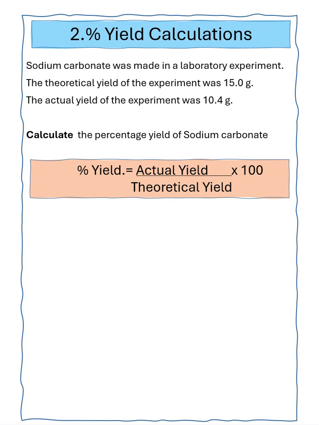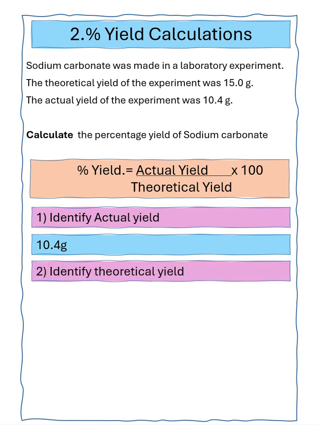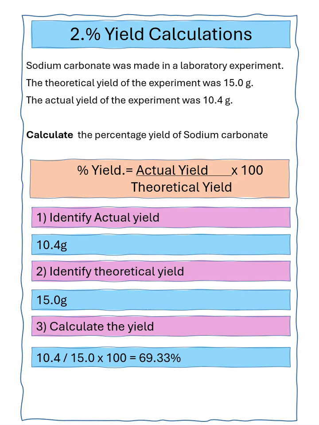So we're going to use the equation percentage yield equals actual yield divided by theoretical yield and times by 100 to turn it into a percentage. First thing we're going to do is identify the actual yield. So in this experiment, the actual yield of the experiment was 10.4 grams. We then need to identify the theoretical yield from the information. So in this experiment, 15 grams was the theoretical yield. We put the numbers into the equation to calculate the yield. So 10.4 divided by 15, times it by 100 to turn it into a percentage, and our answer is 69.33%.